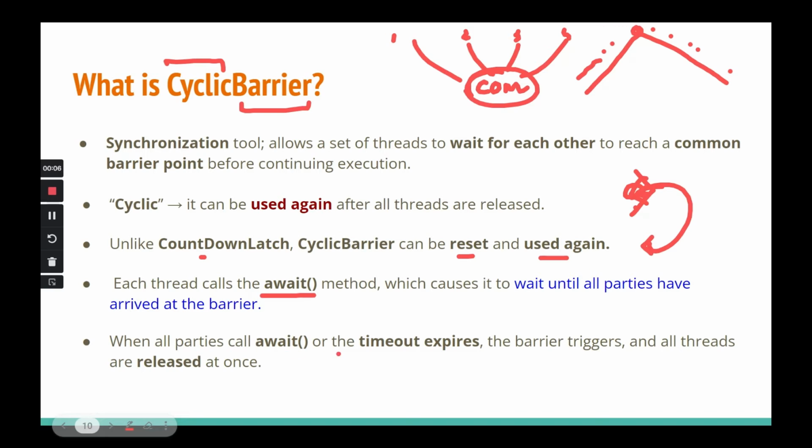When all parties call await or the timeout expires, the barrier triggers and all threads are released at once. What does it mean? It means that when all the threads are finished and each of them has called the await method, they have reached that hilltop, let's say, or when the timeout expires.